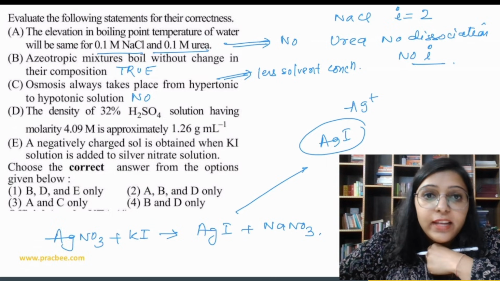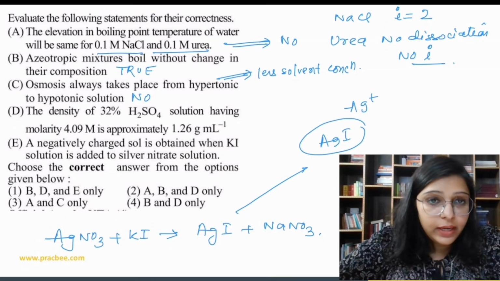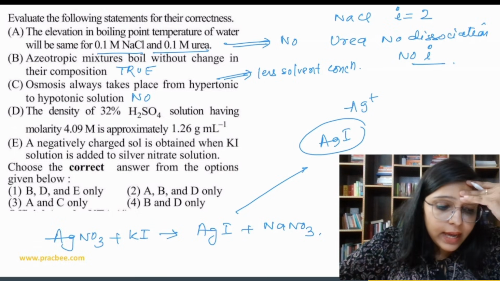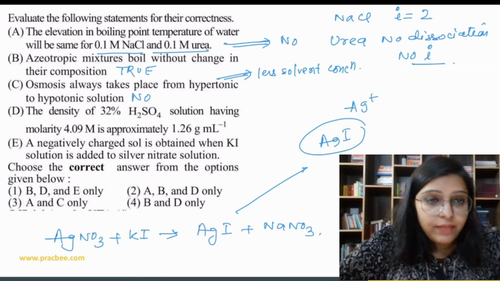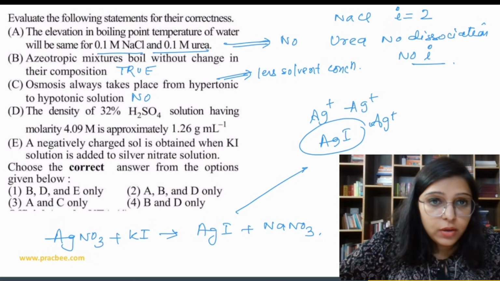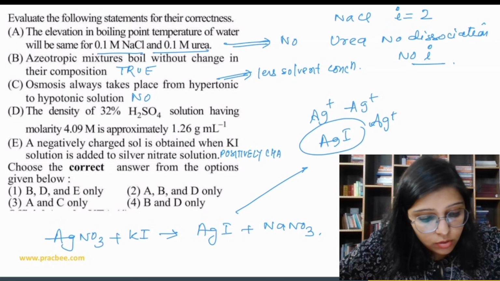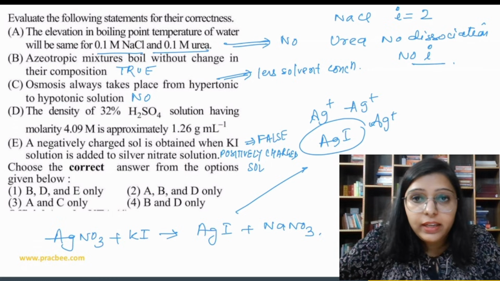It is obtained when KI solution is added to silver nitrate solution, because in silver nitrate we have more of Ag plus, right? So we have AgI and it is adsorbed by Ag plus. Okay, Ag plus is adsorbed on AgI, so we get positively charged sol. Positively charged sol. So E part is also false. Now let's see D part.